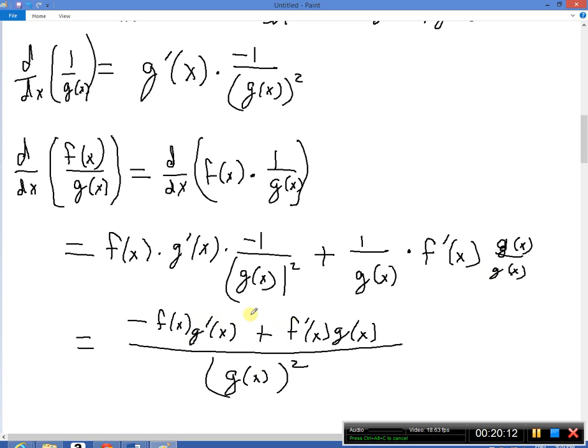And if you read this in English in a slightly different order, here's the denominator times the derivative of the numerator minus the numerator times the derivative of the denominator. So there you have the quotient rule proved for you.